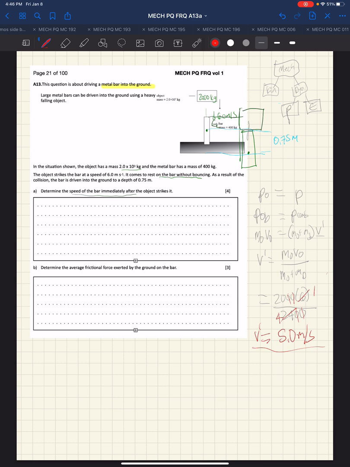Now we are asked to determine the average frictional force exerted by the ground on the bar. Well, the frictional force. As you pound the bar into the ground, the metal interacts with and comes into contact with increasing amounts of dirt material. So we might expect that the force of friction should increase over time. That's why we're being asked to find the average frictional force.